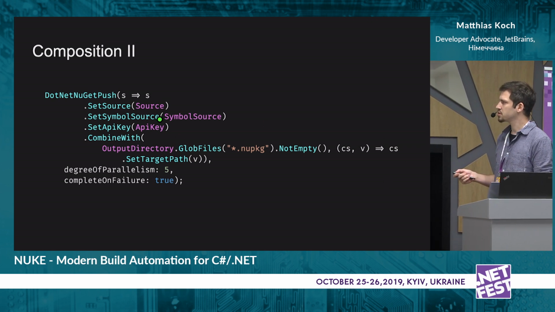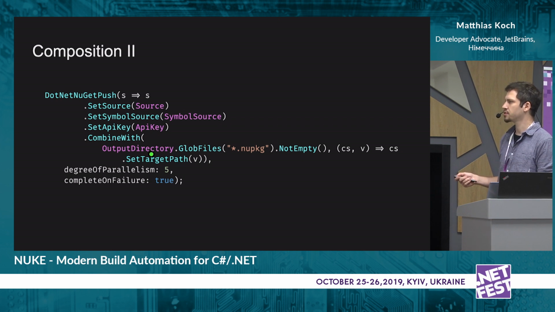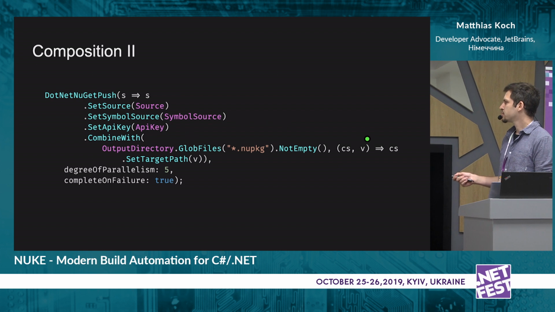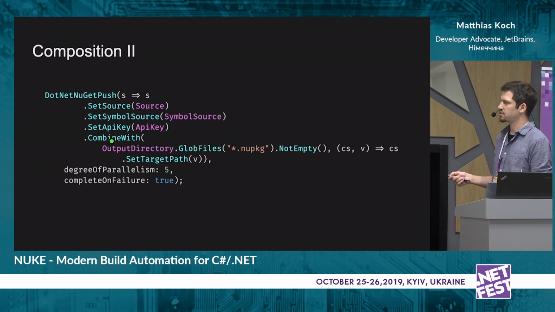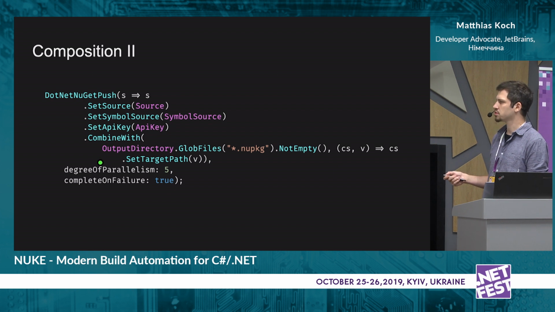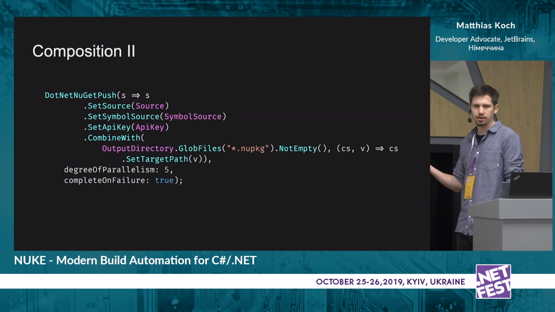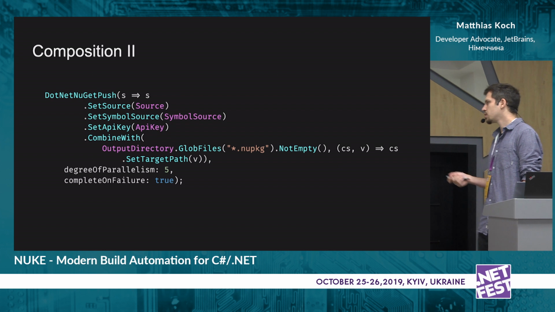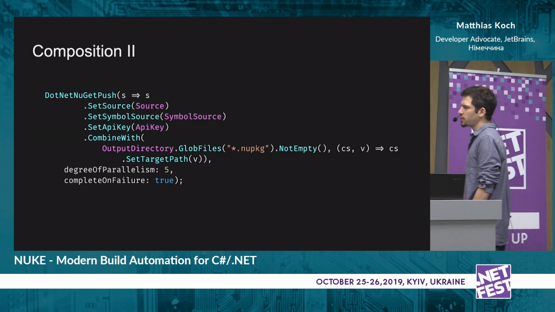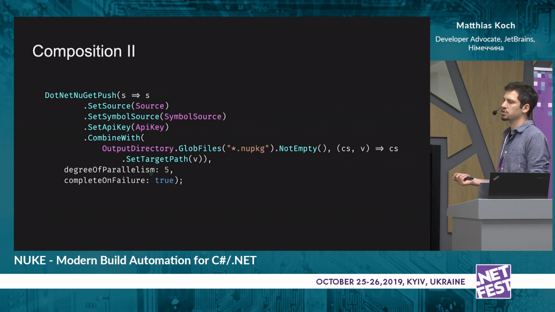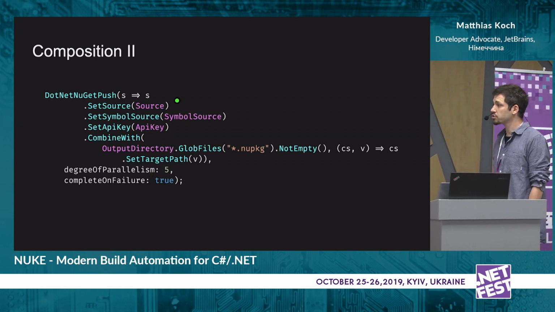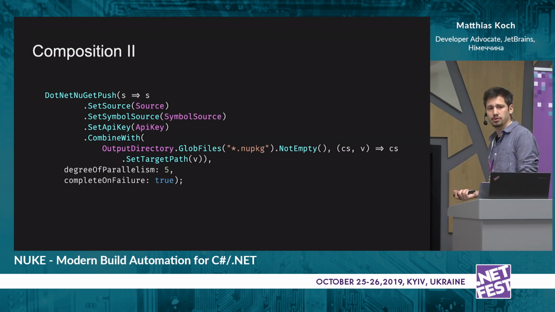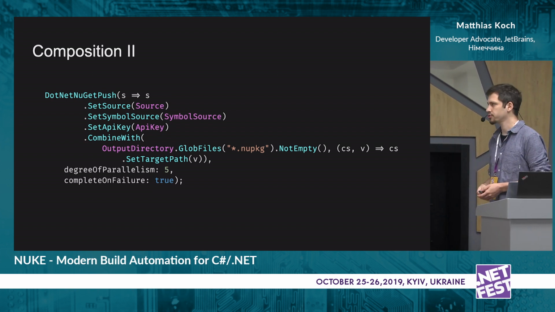Again, this first part is common for all the packages, but now on this line, we're combining that with all the NuGet packages that we can find in the output directory. And to actually create a set of multiple invocations, we also need to define the target path. And this will result in, depending on how many NuGet packages you have, X results, let's say. And we can also define the degree of parallelism. So in this case, I thought 5 might be a good idea. And also complete on failure means that on a failure, we just complete the whole bunch of invocations.